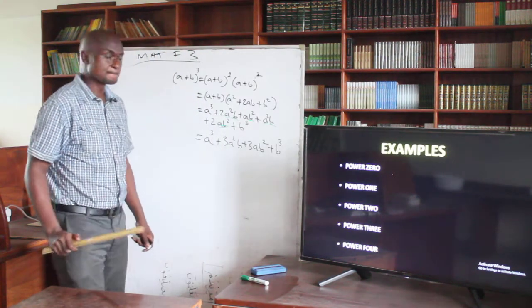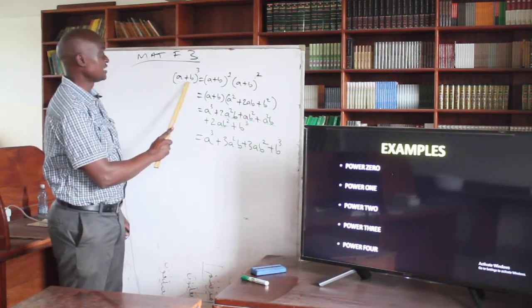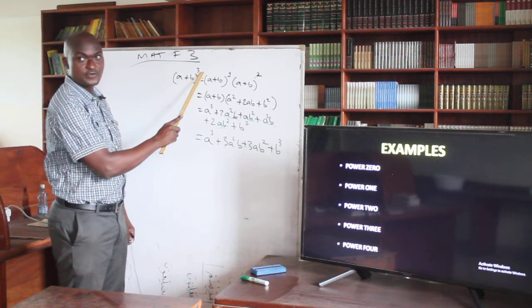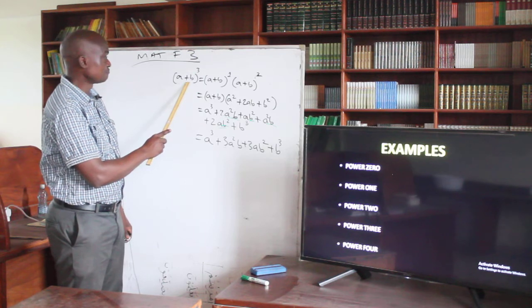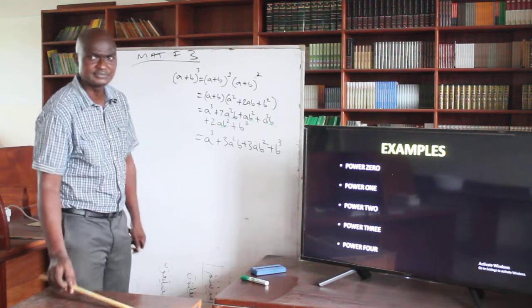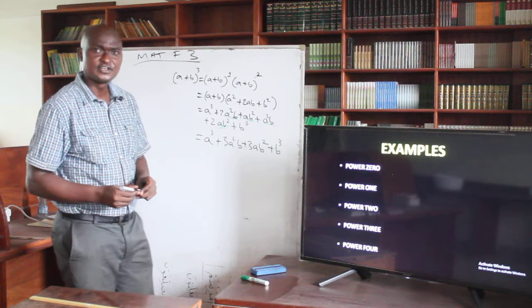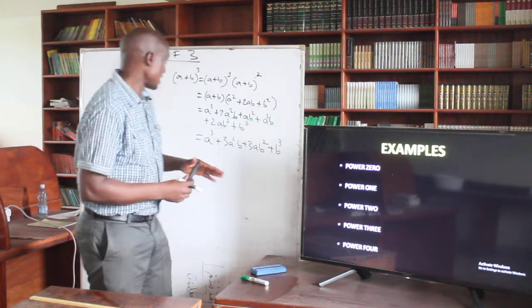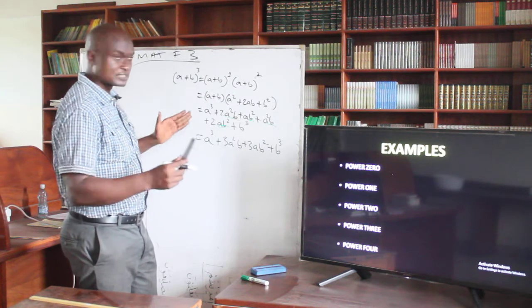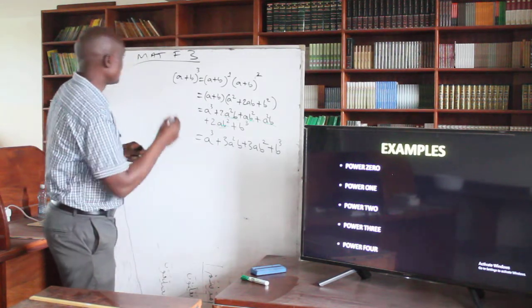So we've seen here how to raise a binomial expression raised to power 3. In between here, the sign is positive. Now the question comes in, what if you are raising a number and in between the sign is negative? Okay, I'm going to write it on this side so that we can compare and contrast them.